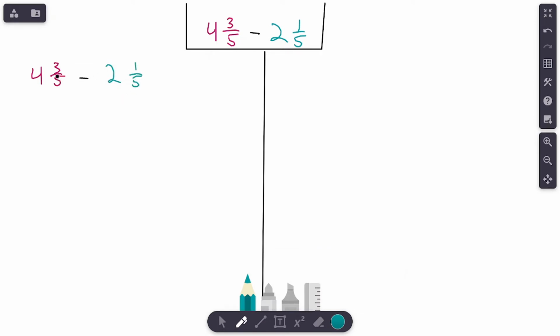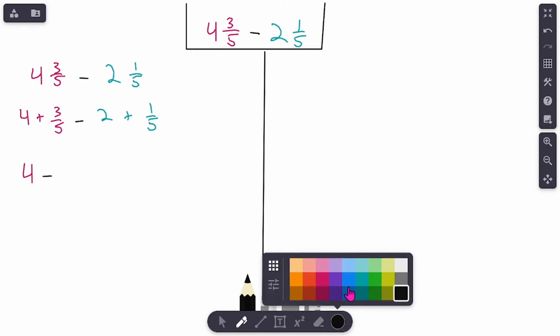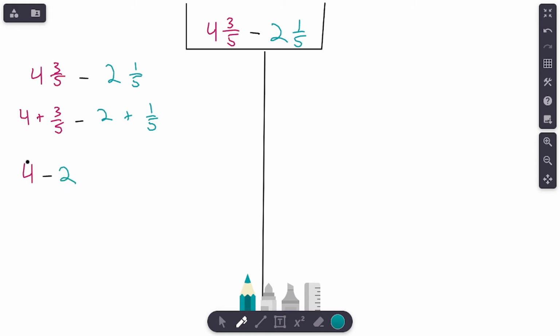So here we go. What we're going to do is we're going to break this apart and see what it actually looks like. So we technically have 4 3/5, and we are subtracting 2 plus 1/5. Okay, that's what we're technically doing here. So now, what we always do, let's put the whole numbers together and let's put the fractions together. So we're going to take 4 minus our other whole number. What's our other whole number? Our other whole number is 2. Okay, so we're going to do 4 minus 2.